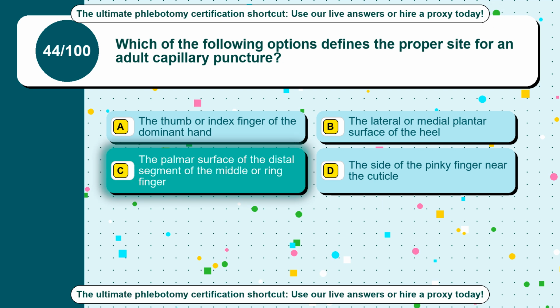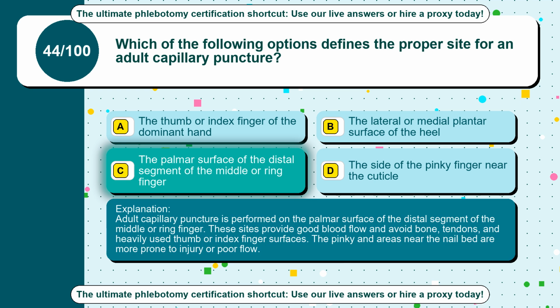The correct answer is option C. The palmar surface of the distal segment of the middle or ring finger. Adult capillary puncture is performed on the palmar surface of the distal segment of the middle or ring finger. These sites provide good blood flow and avoid bone, tendons, and heavily used thumb or index finger surfaces. The pinky and areas near the nail bed are more prone to injury or poor flow.